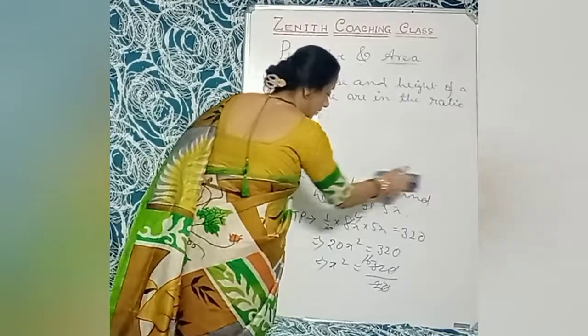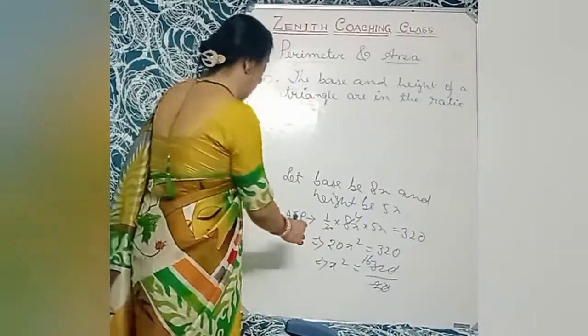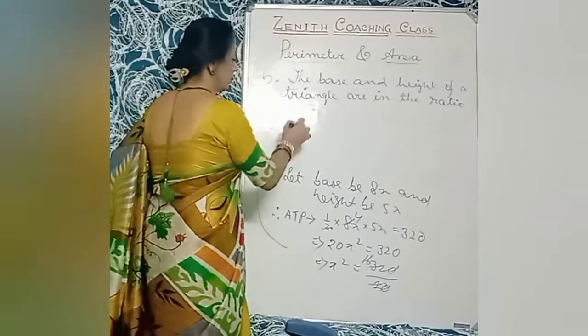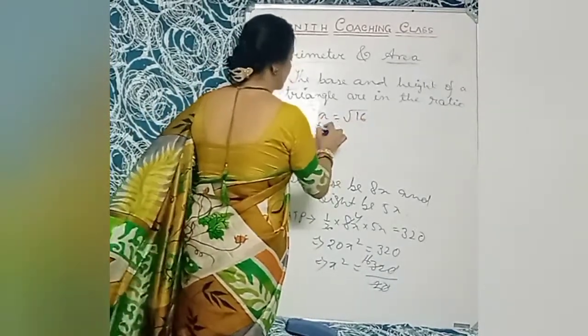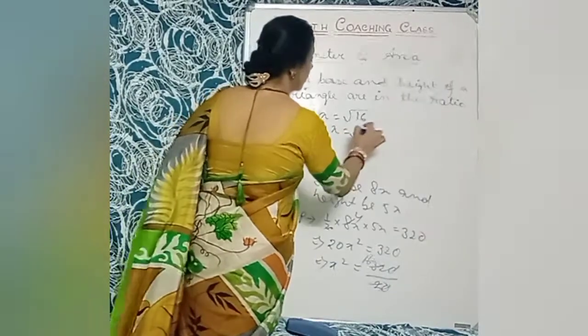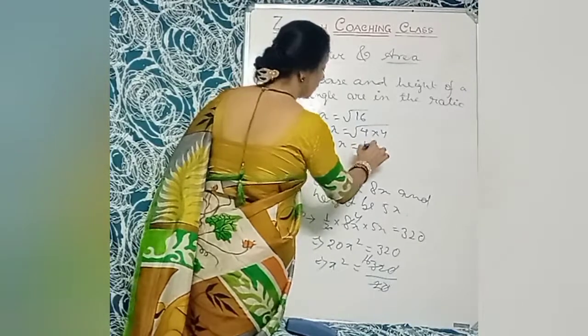You have to concentrate in the sum. Okay, so x square equals 16. Now come here. So x equals root over 16, that is x equals root over 4 multiplied by 4, that is x equals 4.